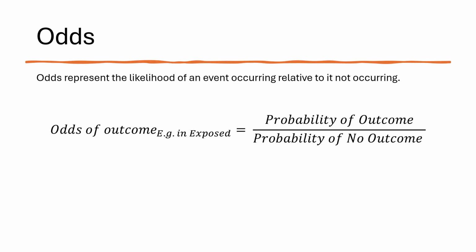To calculate the odds ratio, first we need to calculate the odds itself, which represents the likelihood of an event occurring relative to its not occurring. Mathematically, in our example, it will be the odds of outcome, for example, in exposed, which will be the probability of outcome divided by the probability of no outcome. Let's do it mathematically, and it will be much clearer.